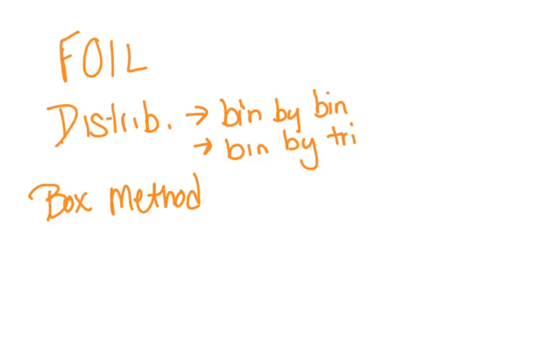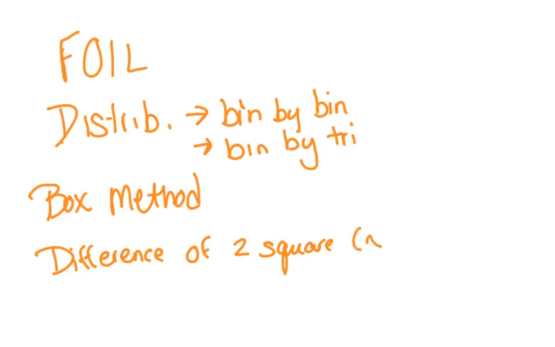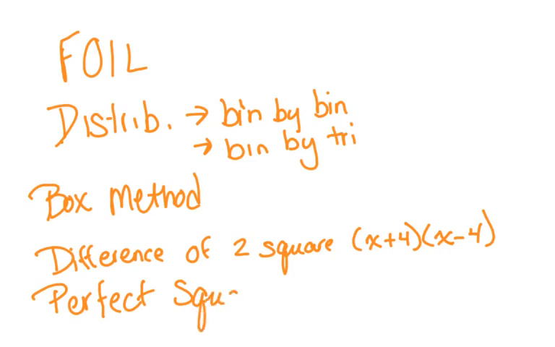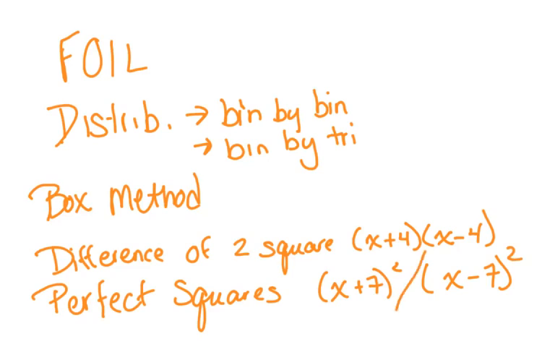And it's important to know the 2 different special cases. So you have your difference of 2 squares. Okay, so that's in the form where you have 1 positive and 1 negative. And then your perfect squares, okay? So that's when you have it as like x plus 7 squared and x minus 7 squared. So either or, okay?